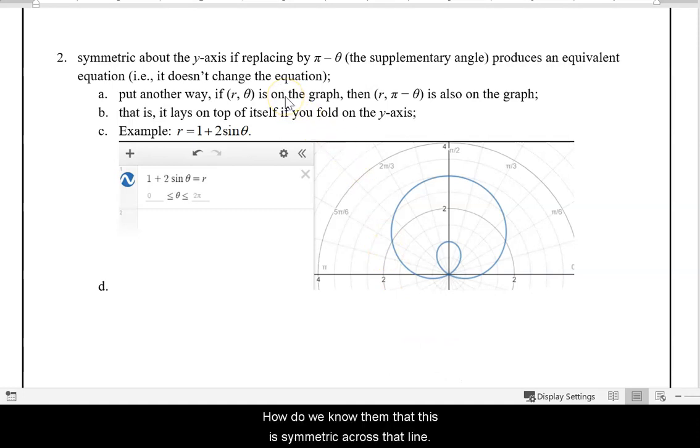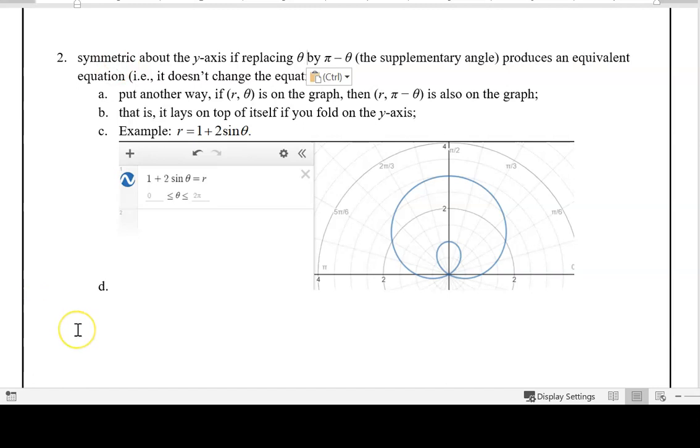How do we know then that this is symmetric across that line? If you replace theta with pi minus theta and it doesn't change the equation, then you definitely have a symmetric equation about the y-axis or that line. Now, what can we think about the relationship between the points on it? That means if (r, theta) is on the graph, then (r, pi minus theta) also has to be on the graph. What would that look like?